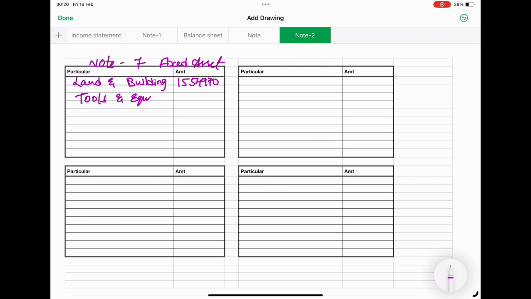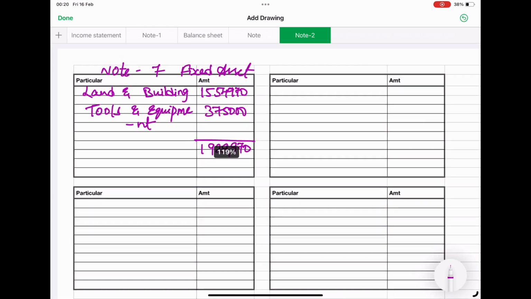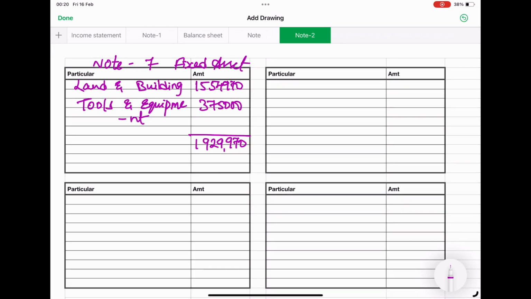Equipment 3,75,000. If you total, the total value is 19,29,970. Okay, next, note 8.